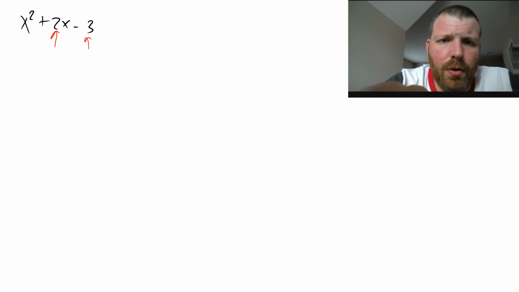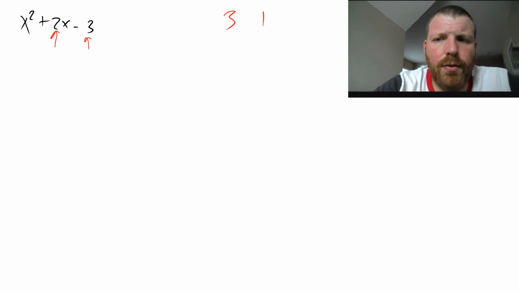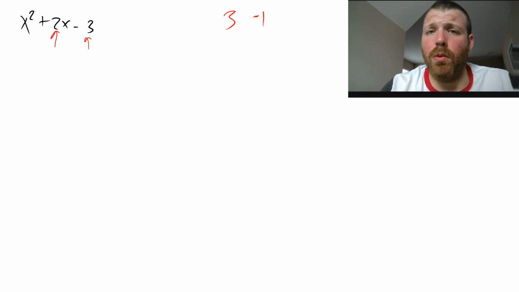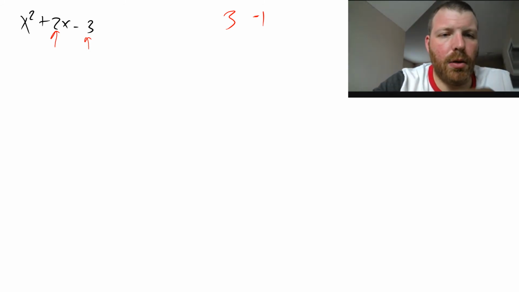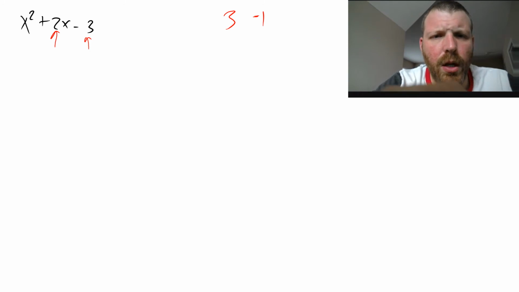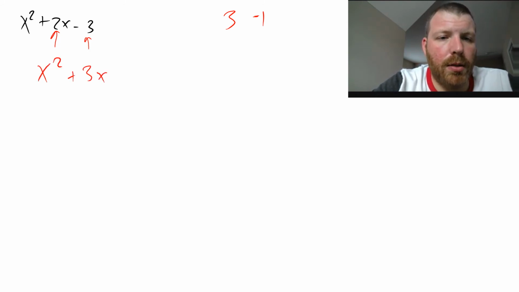Alright, so 3 really only has two factors, 3 and 1, right? So how do I get 2? Well, the 1 has to be negative because 3 minus 1 would be 2, positive 2. So you really got to think about these signs when you're looking at them. Will these two things still multiply together to give you negative 3? Well, that's true. So what I can do is I can break this down into x squared plus 3x minus 1x minus 3.